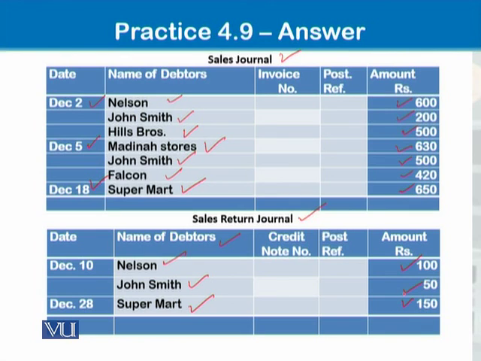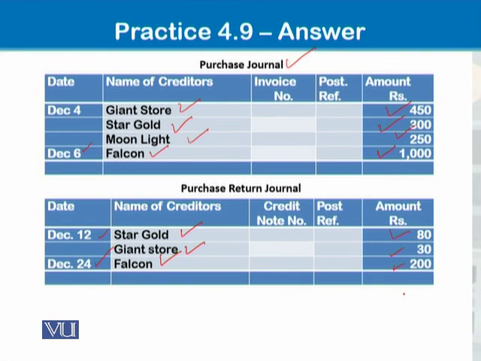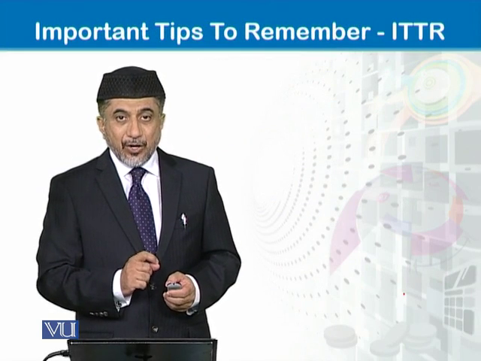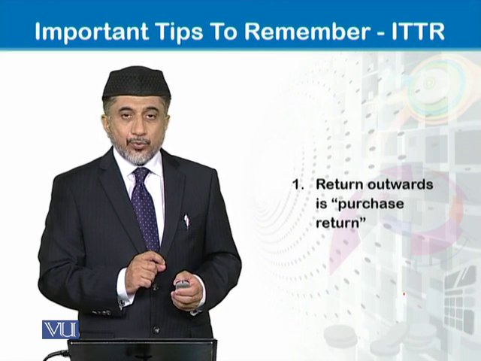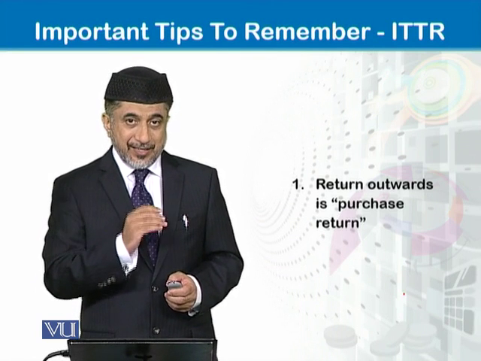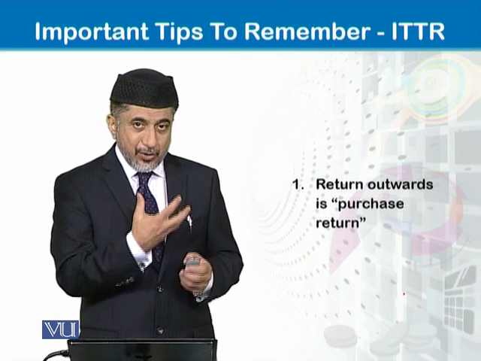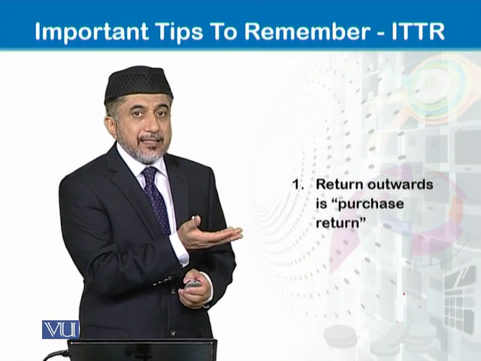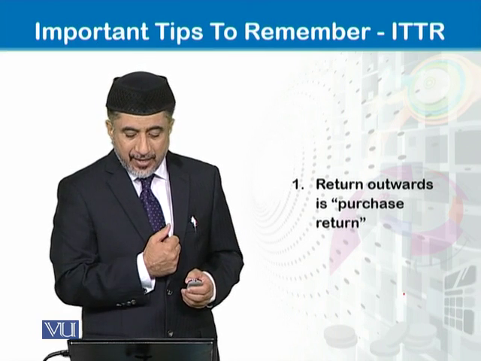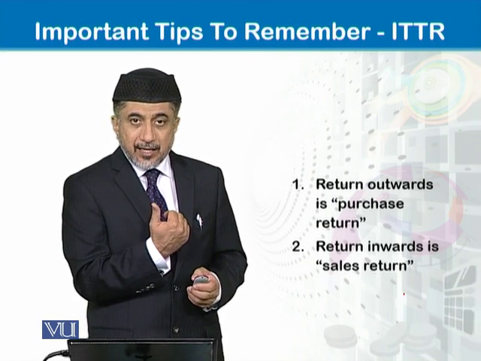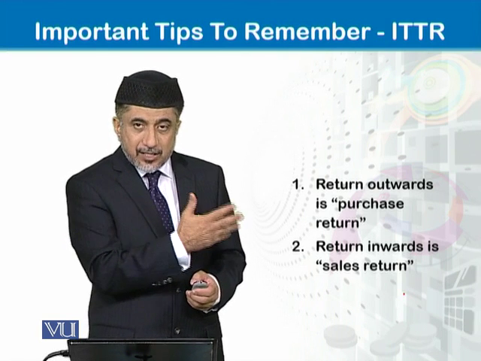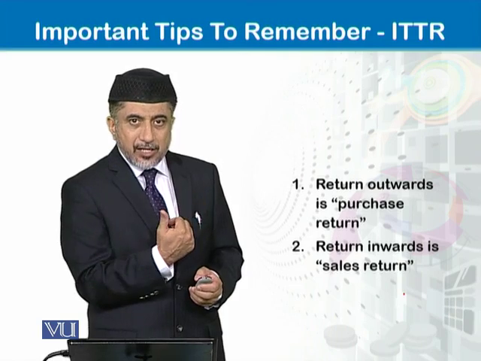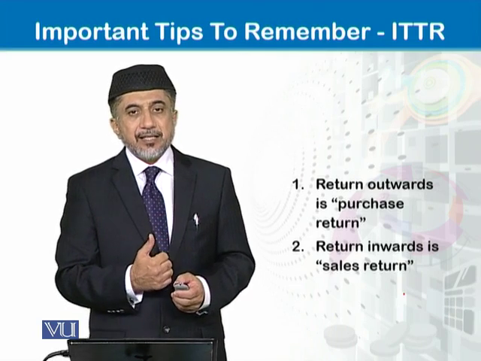So this is how we record transactions in our sales journal, sales return journal, purchase journal, and purchase return journal. The important tips to remember over here are: return outwards is purchase return. Returns outward means we had purchases, now we are returning them out to our suppliers. And return inward is our sales return. This is something that we had sold, now it is coming back into our entity, it is sales return.